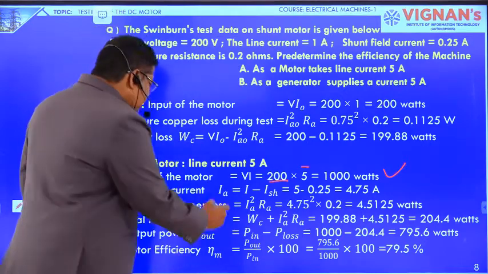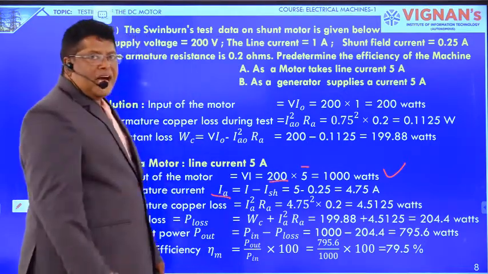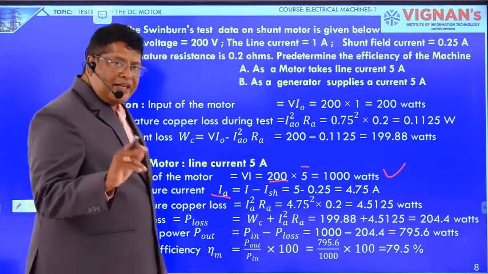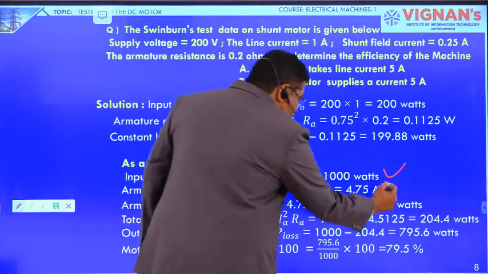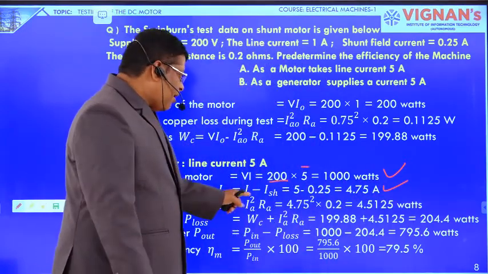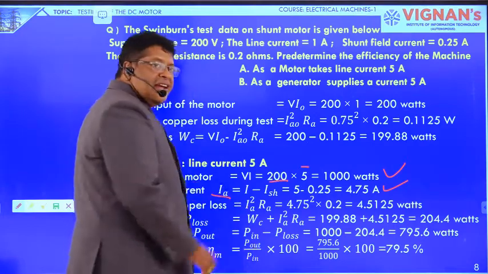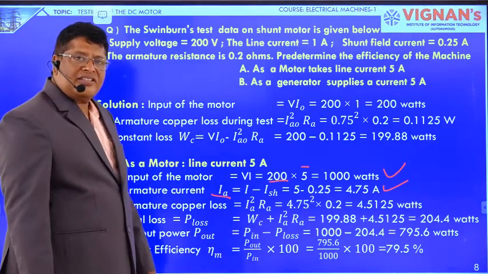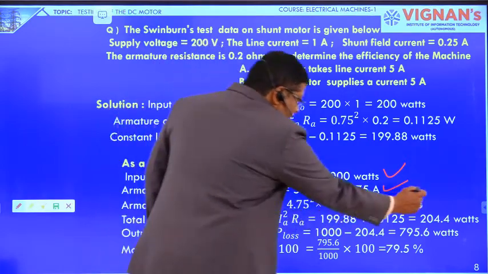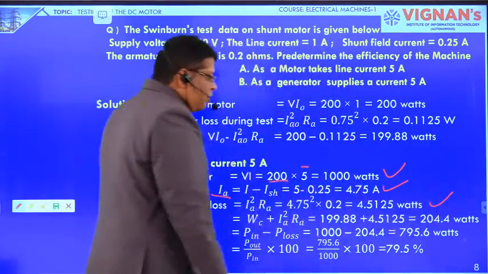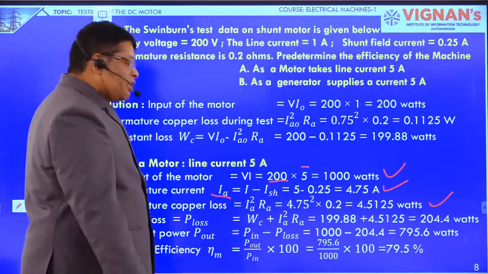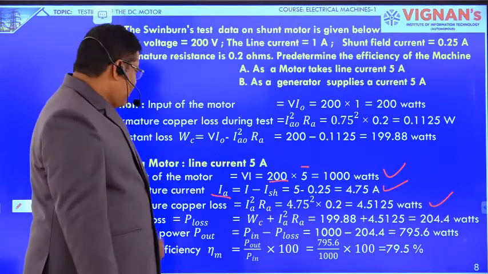Next, we are calculating the armature current. The armature current equals line current minus shunt field current, nothing but 5 minus 0.25, we are getting 4.75. Once you know the armature current, then you find the armature copper loss, the I square RA. Armature copper loss is I square RA, that is equal to 4.75 square into 0.2, you are getting this value, that is 4.5125 watts.